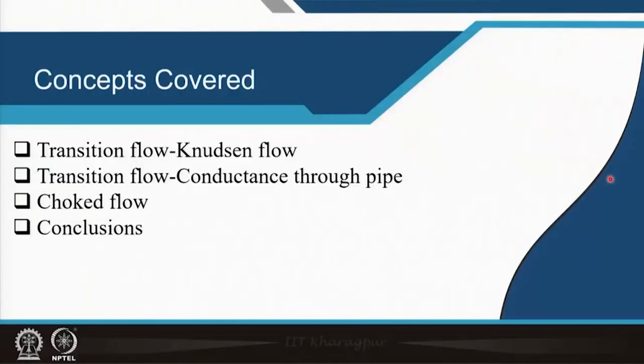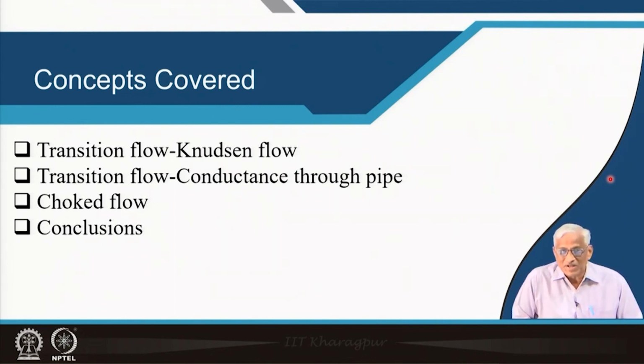So, in today's talk, the concepts being covered are transition flow, which we normally associate with the famous scientist Knudsen, because it is also called Knudsen flow. He gave us the Knudsen number, like the Reynolds number: lambda by d. Lambda is the mean free path in vacuum technology and d is the characteristic diameter, if it is a circular pipe, otherwise it is a hydraulic diameter.